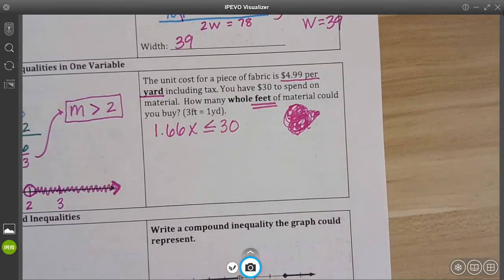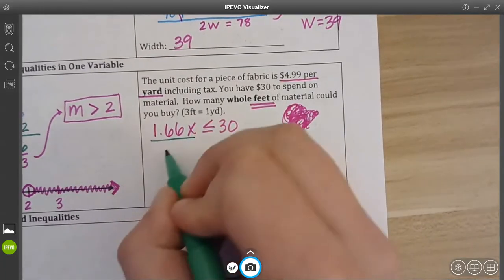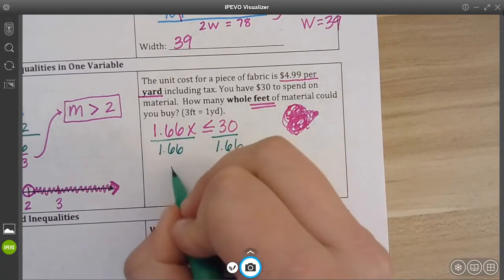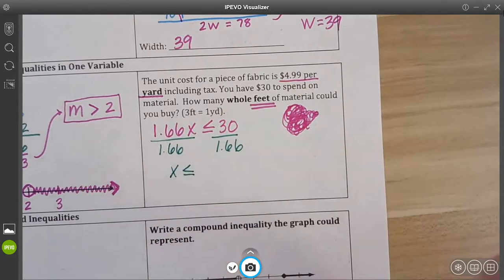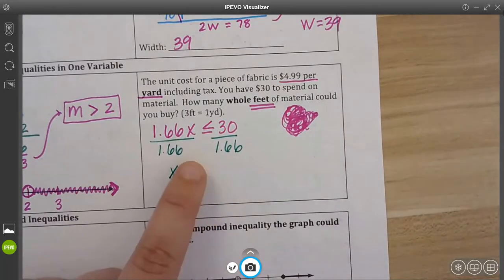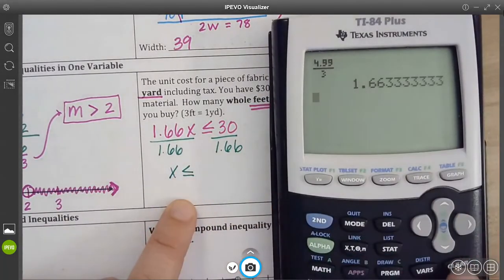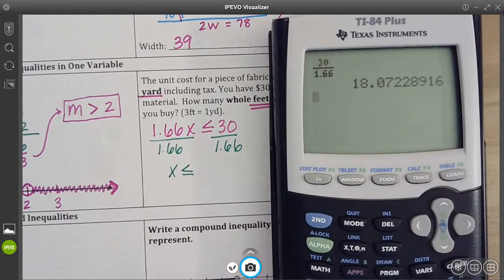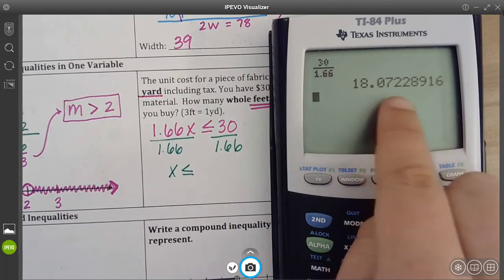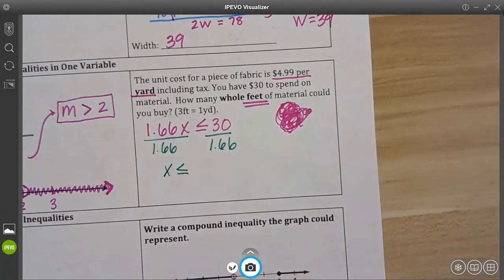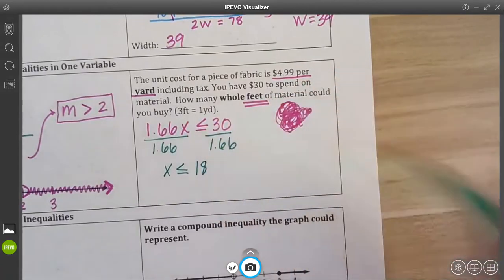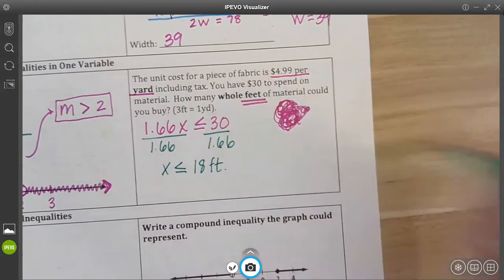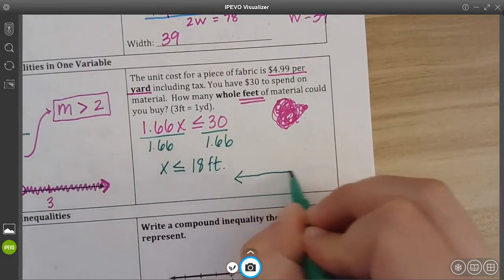I want to get X all by itself, which right now has this 1.66 in front of it. So I'm going to divide by 1.66. X is going to be less than or equal to, and I didn't have to flip my inequality sign this time because it wasn't a negative number. I'm going to do 30 divided by 1.66, and that is 18.07. I'm going to round there and say X is less than or equal to 18 feet. And we want to write this on a number line.